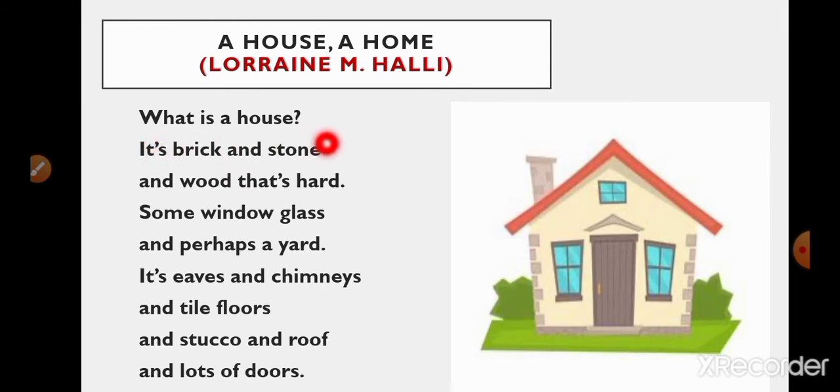What is a house? It's brick and stone and wood that's hard, some window glass and perhaps a yard. It's eaves and chimneys and tile floors and stucco and roof and lots of doors.